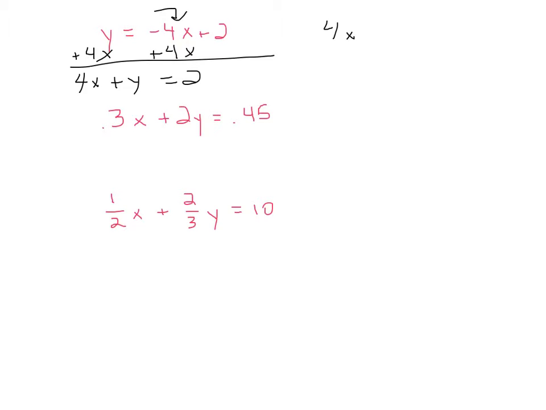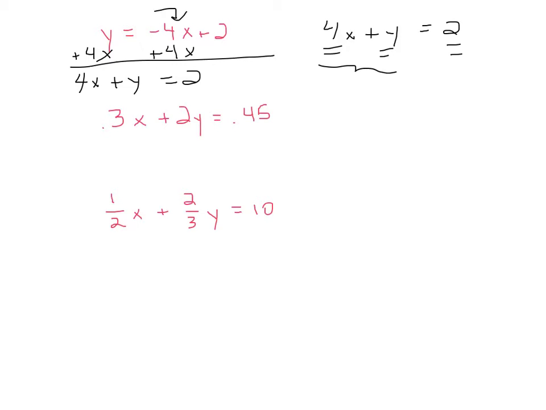So in 4x plus y is equal to 2, we have three integers. We have 4, we have 1 because it's 1y, and we have 2. X and y are on the same side, the number is on the other side, standard form.